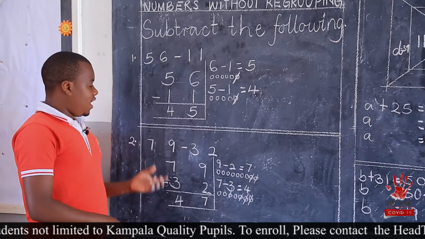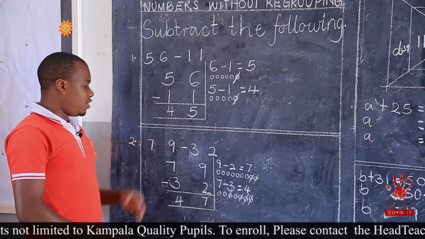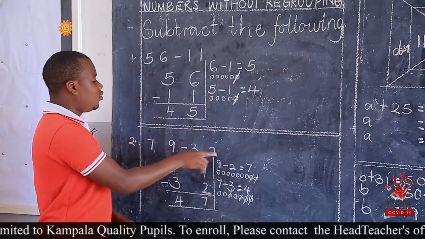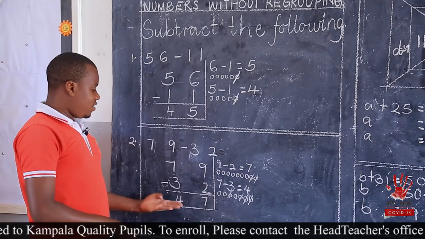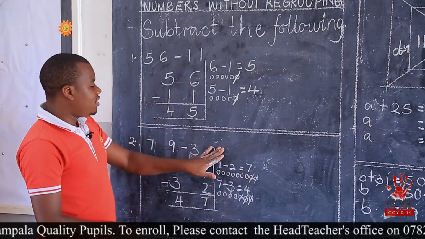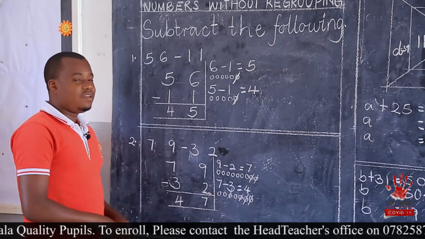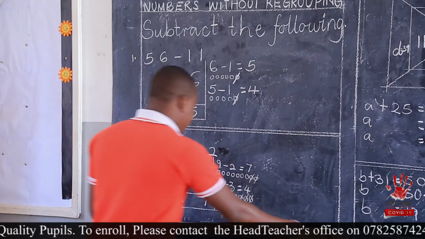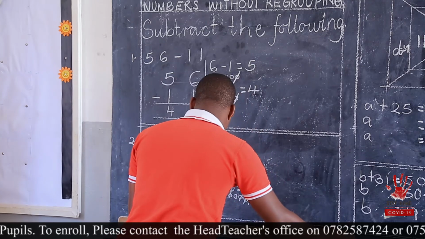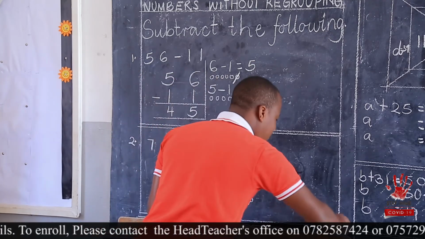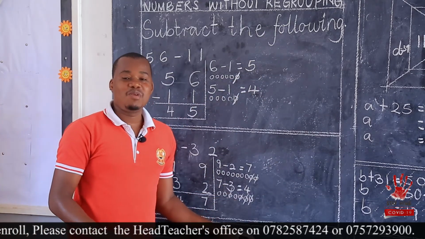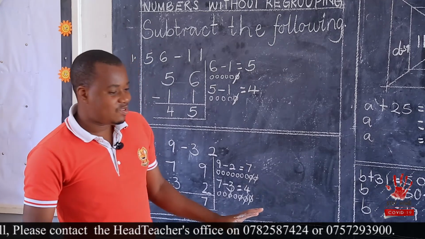Now my children, if you meet anywhere a question that, after saying 79 take away 32, we put equals here, after getting your answer, you go and write it there. But if there is no equal sign here, you can leave your answer there. So you must be very keen and careful when you are dealing with this work. Now, I hope you have got it. I hope you have followed. I hope you have understood.